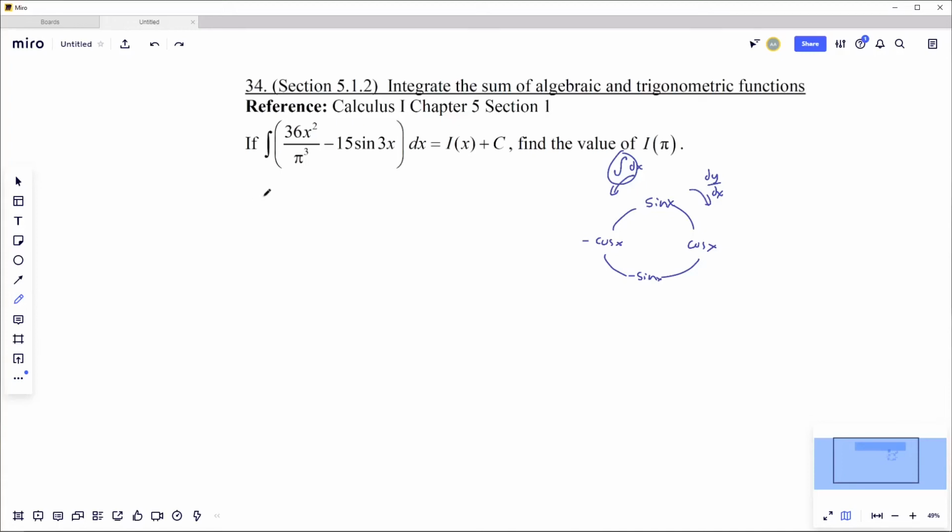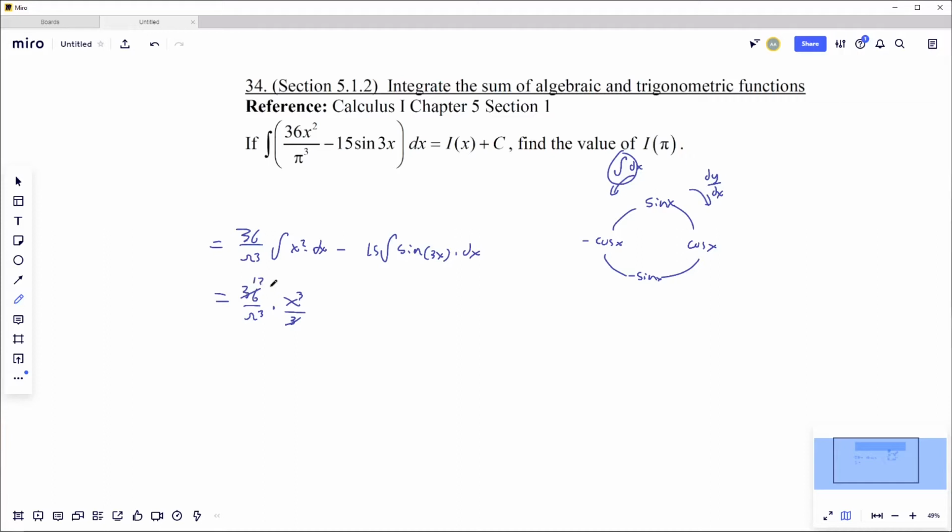So this question is really easy. You just need to split the integral and then take the constants outside to make things easier. So 36 over pi cubed times the integral of x squared dx minus 15 integral of sine 3x dx. So 36 over pi cubed, the integral of x squared is x cubed over 3.